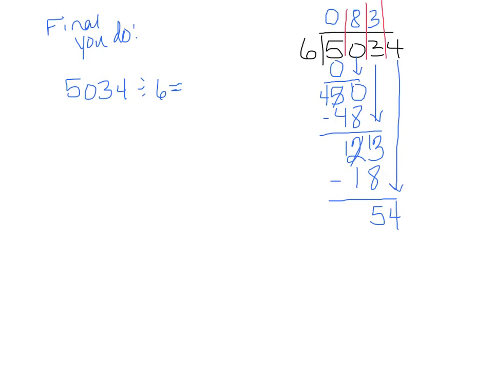6 into 54, if you know your math facts, you know that 9 times 6 is 54, or if you're using your grid, you would have known that 9 times 6 equals 54. So that's exactly the number we need. 9 times 6 is 54, with a 0 remainder. Our answer is 839. Hopefully you got that correct.